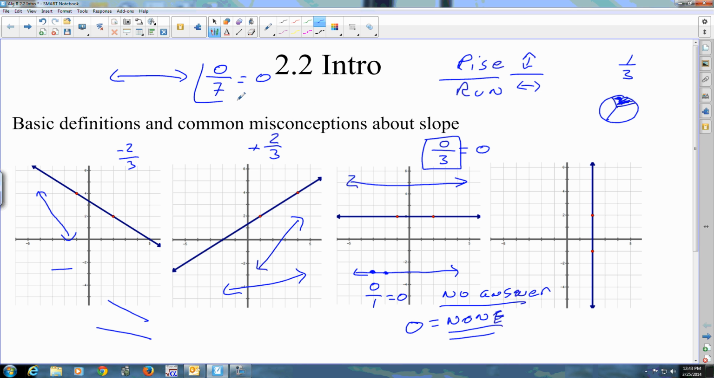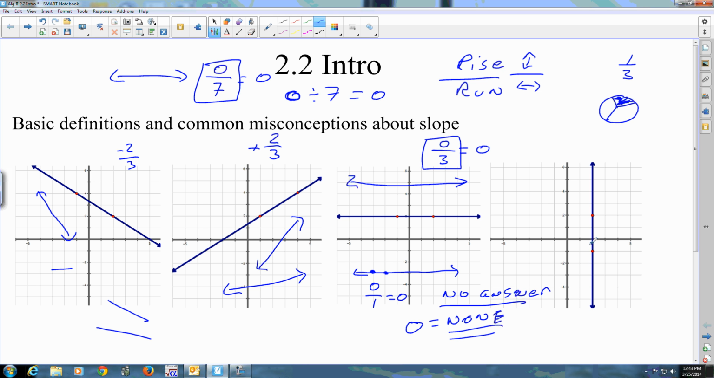If you don't remember what this is worth, type it in your calculator. Go 0 divided by 7, and it will tell you 0. The calculator knows it, so if you don't, at least have the presence of mind to type it in your calculator and let it figure it out.